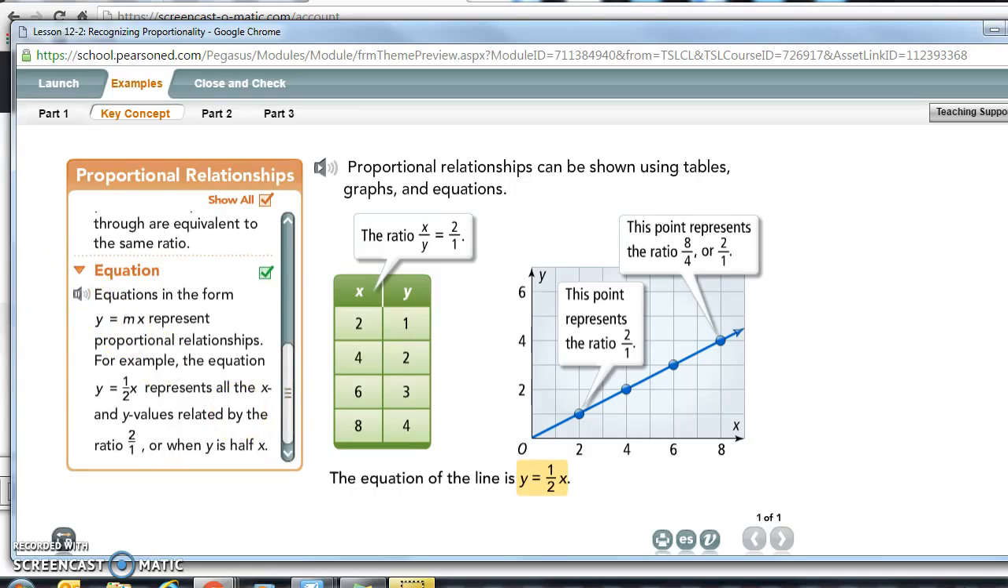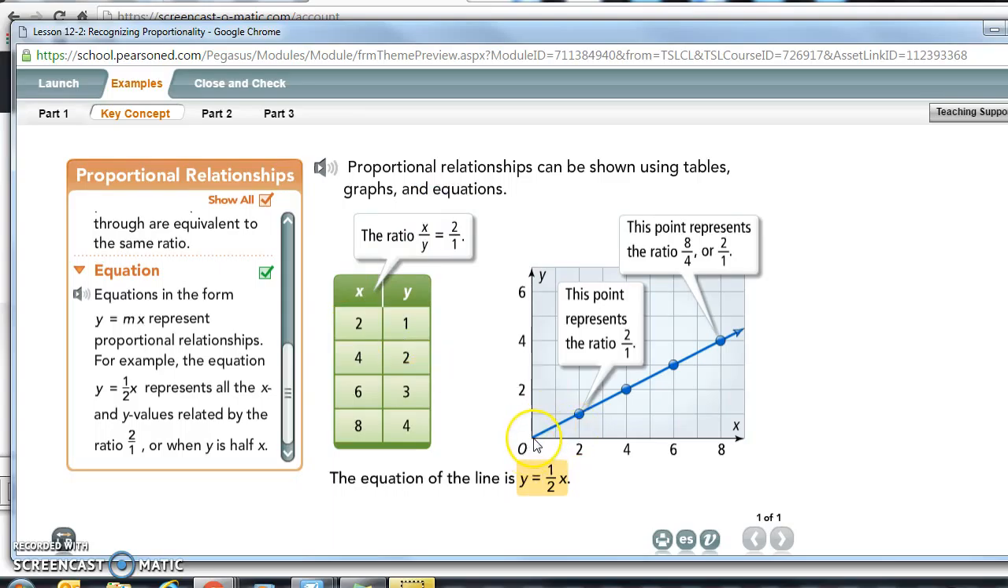Equations in the form y equals m times x represent proportional relationships. For example, the equation y equals 1/2 times x represents all the x and y values related by the ratio 2 to 1, or when y is 1/2 x. So they're showing that the relationship here is as x goes up by 2, y goes up by 1.